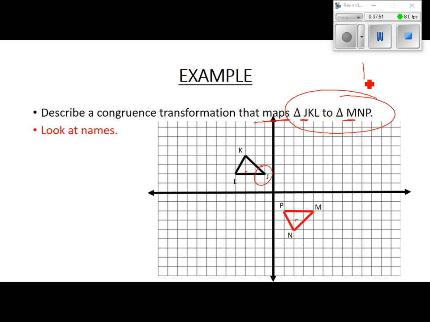Segment KL. If I told you segment KL was 4 units long, what other segment do you know has to be 4 units long? Segment, say it again, PN. That one there, NP. I couldn't tell if you were saying M or N. So that one. They gotta match up that way. Anytime you're saying things are congruent or things are similar, you have to match them up a certain way.